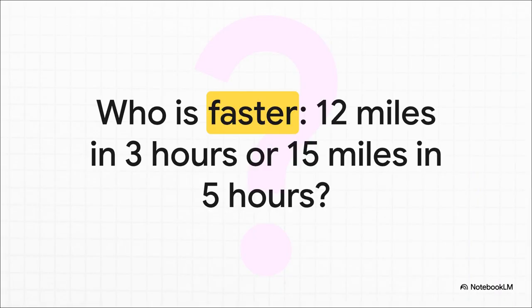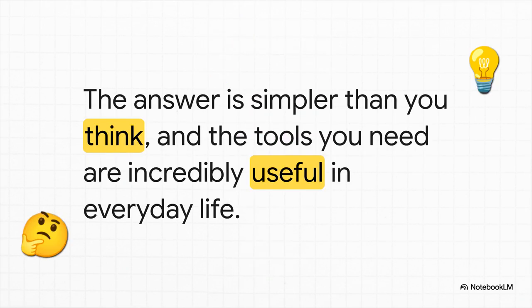So let's jump right in with a classic puzzle. You've got two people walking. One goes 12 miles in 3 hours, the other goes 15 miles in 5 hours. Now, at first glance, it's kind of tough to tell, right? One person walked a longer distance, but they also took more time. So who's actually moving faster? Don't worry, the answer is way simpler than it looks.